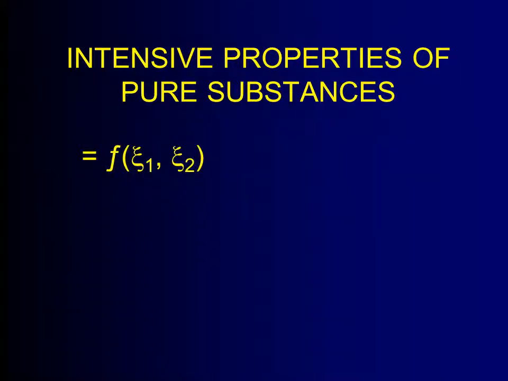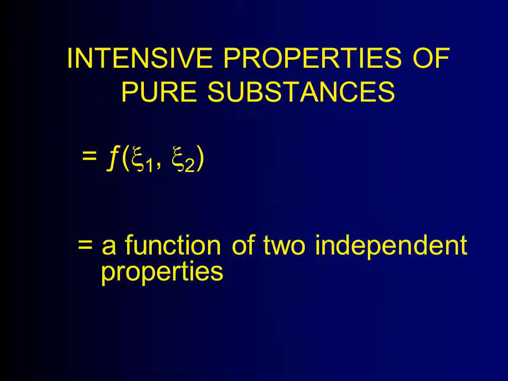An intensive property of a pure substance is a function of two variables. Any two properties, call them Xi1 and Xi2, define the state of a pure substance. Now those have to be independent properties. So two independent properties define the state, meaning that if you have two properties, you can find the third.